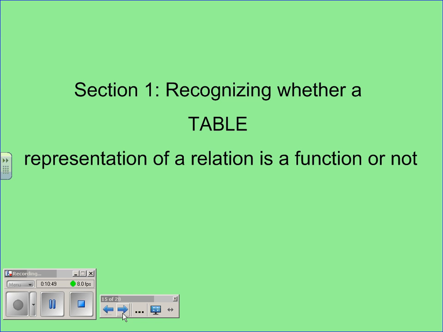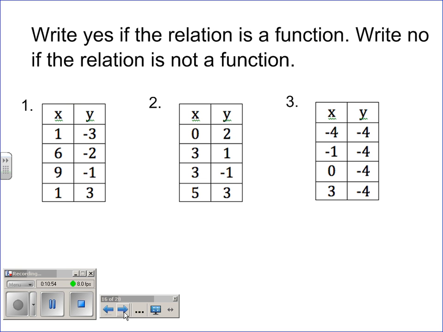Now we're going to recognize whether a table is a relation or a function. I guess I should say whether the relation is a function because they're all relations. And again, we're going to write yes or no. So here, you see that there's a copy of x, and that's not okay. So no, this is not a function. 1 has a value of 3 and of -3. Number 2 is also not a function because we have a y value of 1 and of -1. For every x value, there can only be one y value.